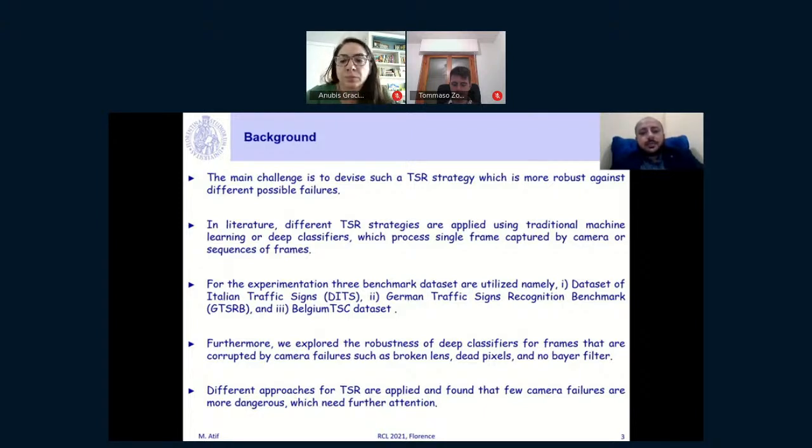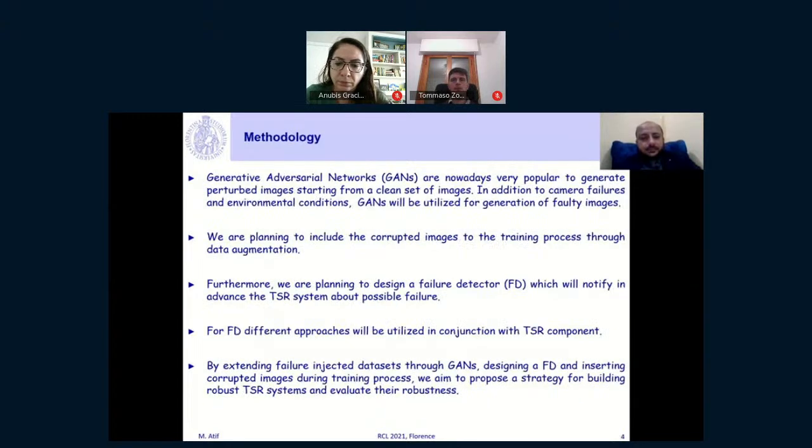Furthermore, in this study, we explore the robustness of a deep classifier for frames that are corrupted by camera failures such as broken lens, dead pixels, and no bayer filter, etc. There are different approaches for TSR that are applied and found that few camera failures. In our previous work, we applied different camera failures and we corrupted the frames of the traffic signs, and we noted that few camera failures are more dangerous and those failures need further attention.